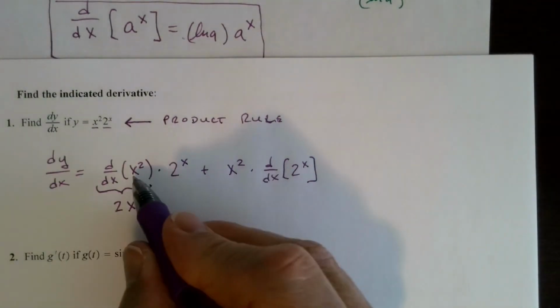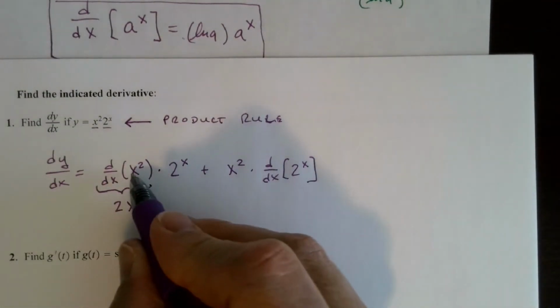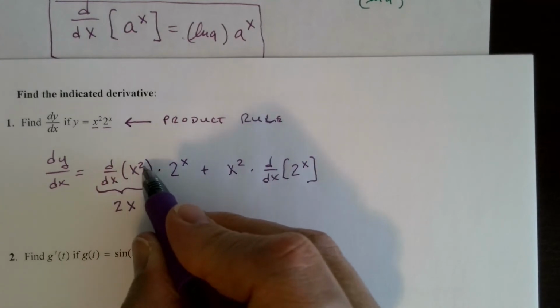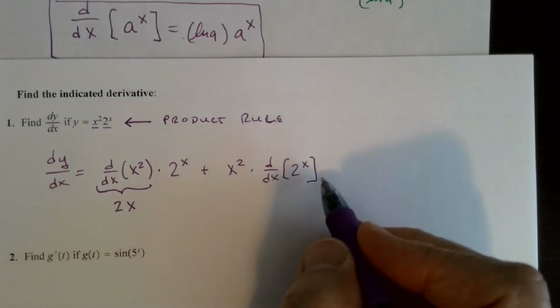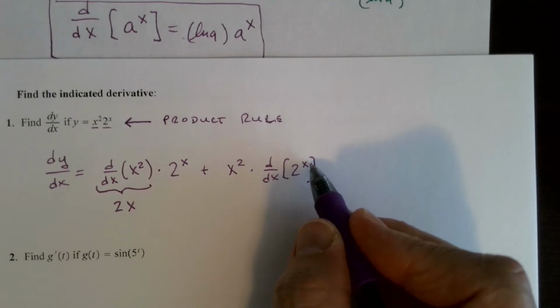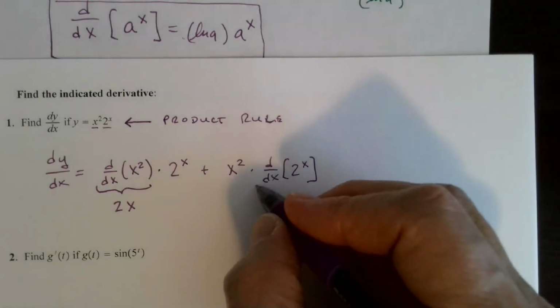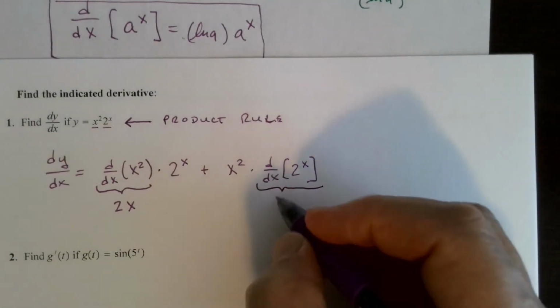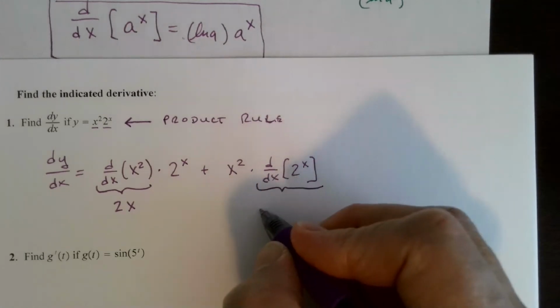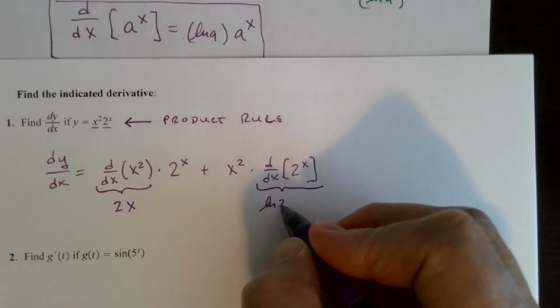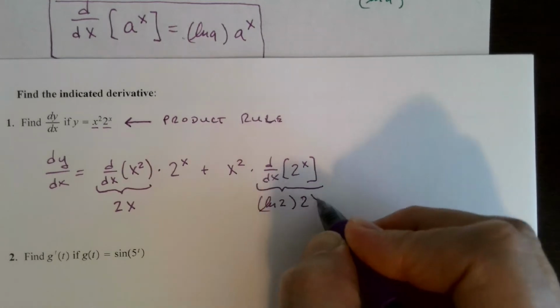Notice the difference between this one and this. Right here, the base is variable, the exponent is constant. That's power rule. But if the base is constant and the exponent is variable, that's the general exponential function rule we just developed. As we saw, this will be the natural log of the base, which is 2, times 2 to the x.